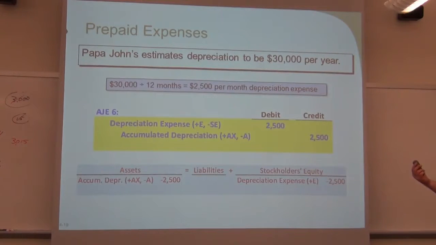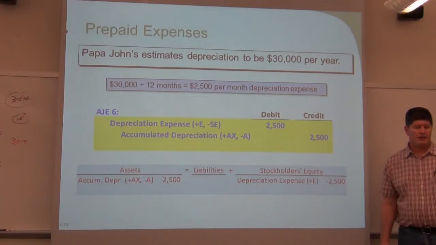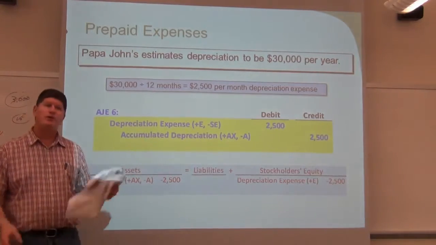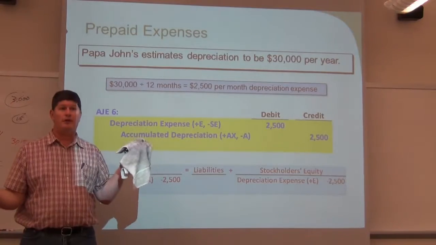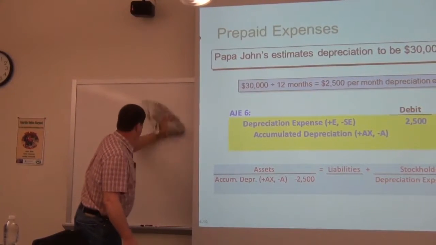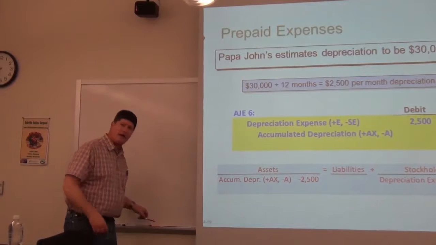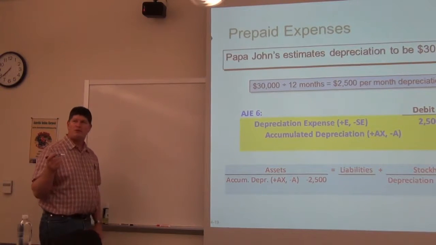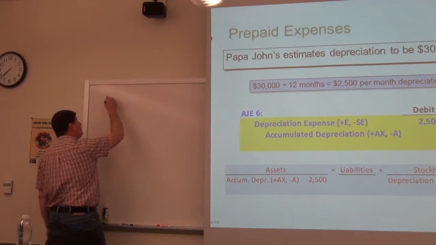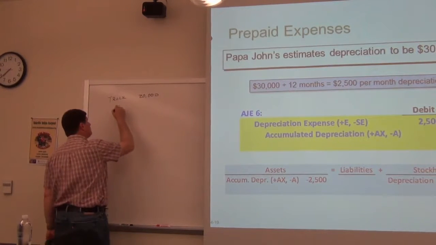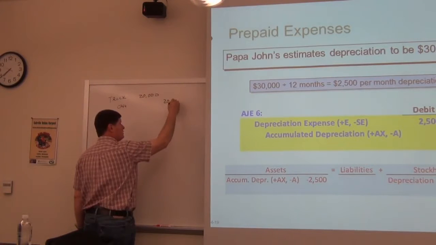We talked about prepaids. Depreciation. Depreciation is matching a piece of equipment with the time period that you get to use it and generate revenue. We're talking about Papa John's, so let's talk about a delivery truck. Papa John's goes out and buys a delivery vehicle so some high school kid can deliver pizzas. How much did we pay for the truck? $20,000. So we're going to get an asset called truck, $20,000. Let's make it simple. We paid cash. We give up $20,000 in cash.